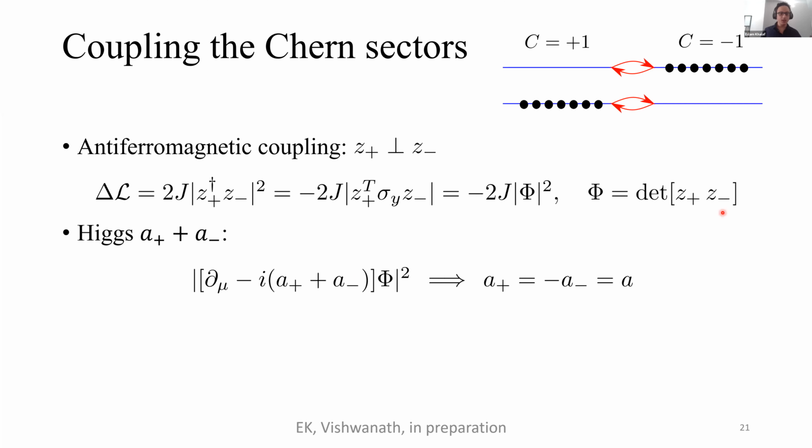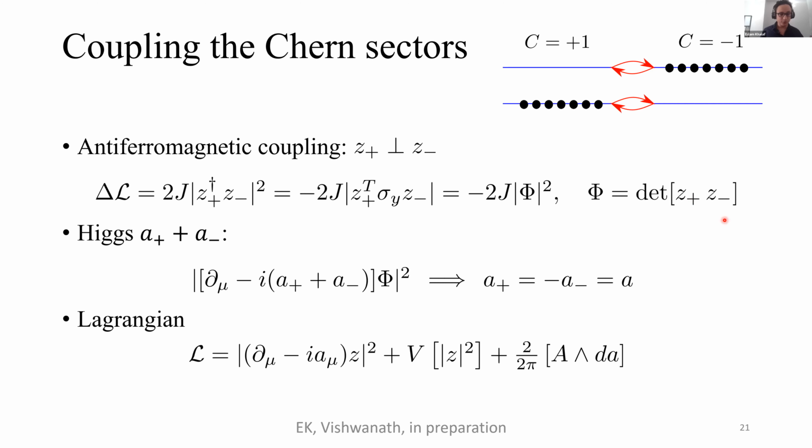And this means that when this develops an expectation value, this combination A plus plus A minus would develop a gap, and it would be Higgs. So for low energies, we can just restrict ourselves to A plus equals minus A minus, which means essentially we can just eliminate one of these dynamical U1 gauge fields. And using this condition, we can also eliminate one of these Z variables. So eventually we get the same theory that we had before.